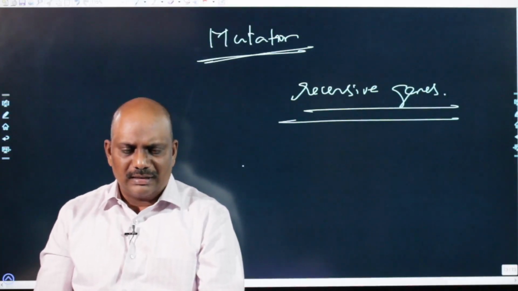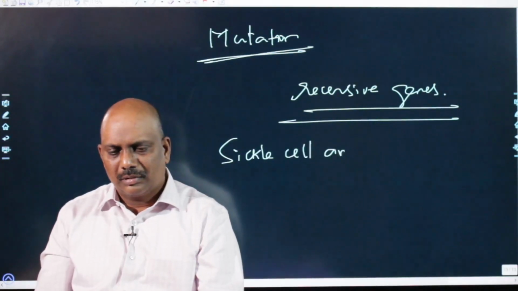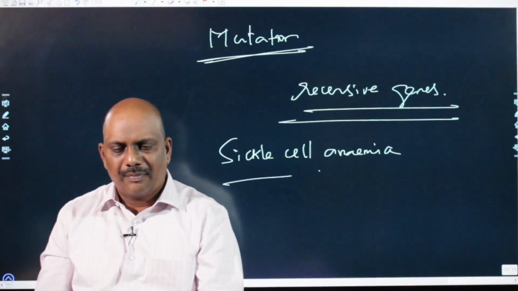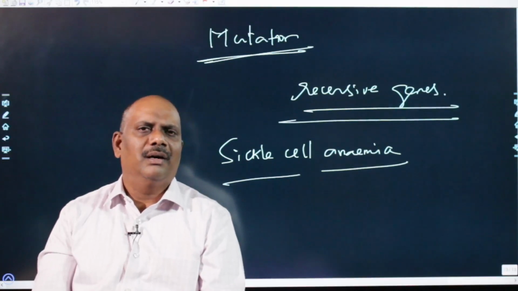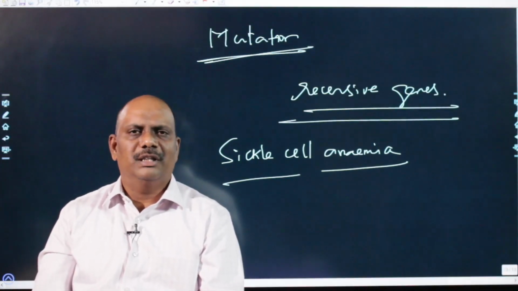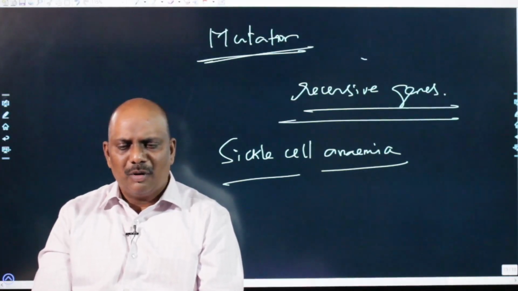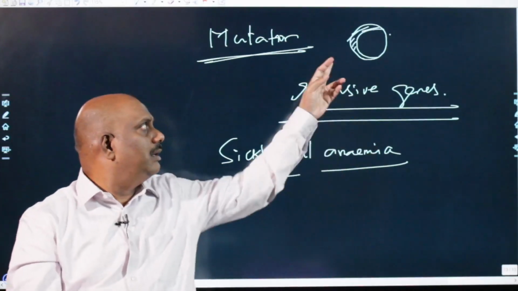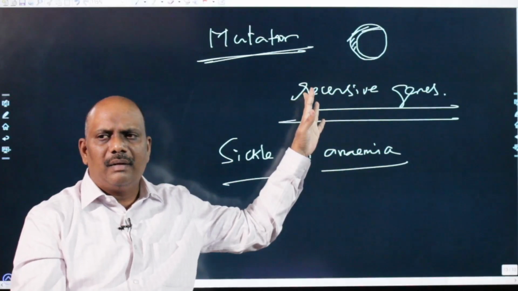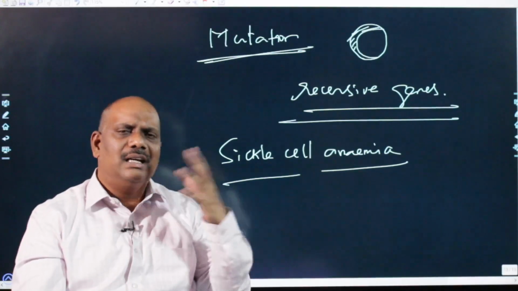there is one disease called sickle cell anemia. Sickle cell anemia is common among the people living in Central Africa, in the Congo region, among the black Negroid population. Here, for them, the hemoglobin, instead of being round, will be sickle shaped. Only this portion of the hemoglobin will be active, and they cannot survive for a long time.